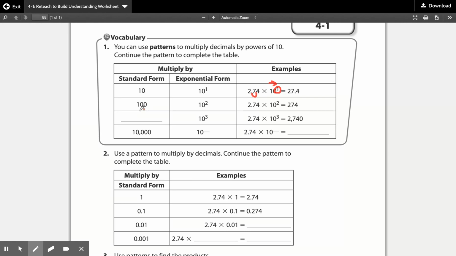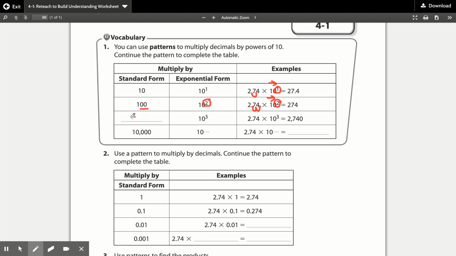If I have 100, so I have 2 zeros, my exponential form is 10 to the second power because there's 2 zeros. So if I'm doing 2.74 times 10 to the second power, I'm moving my decimal place 2 places to the right. So I move it 1, 2. My decimal point's now here, so I now have the number 274.